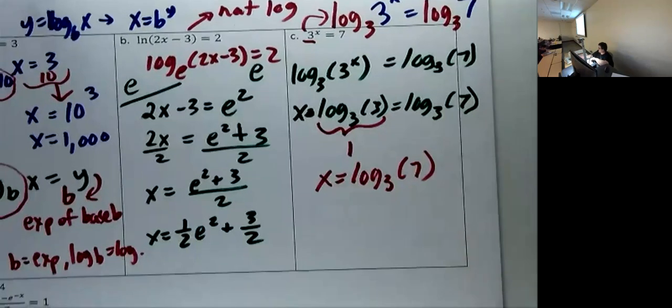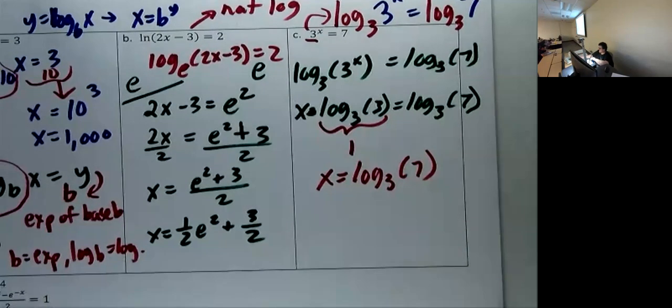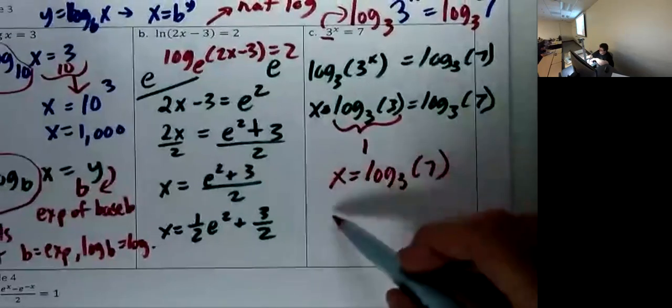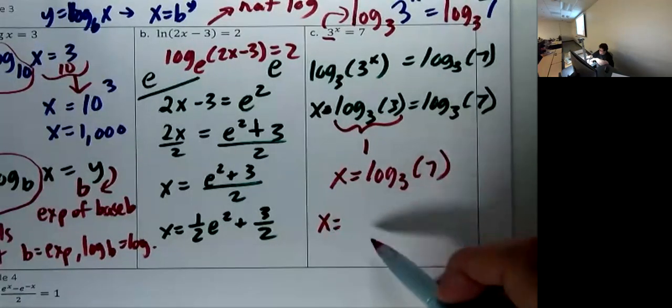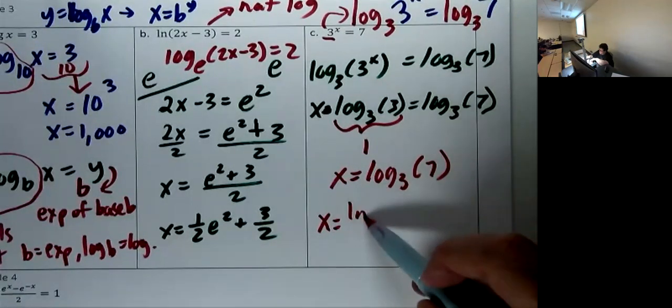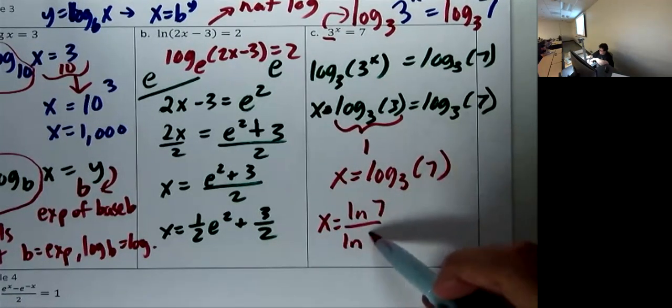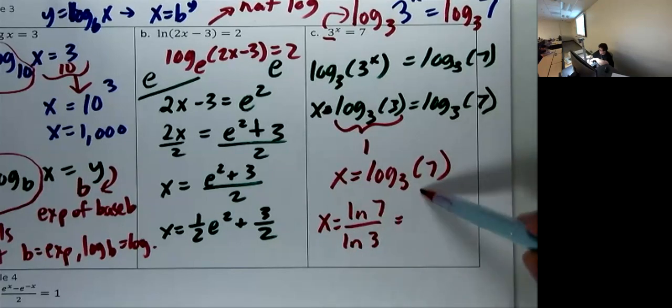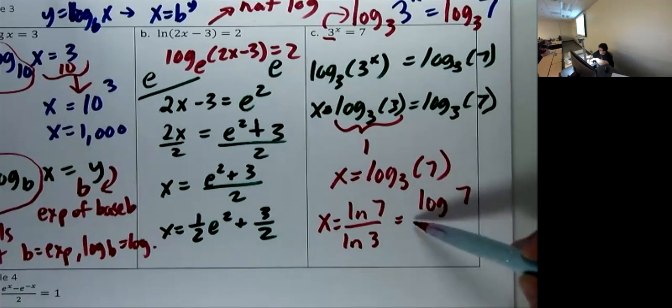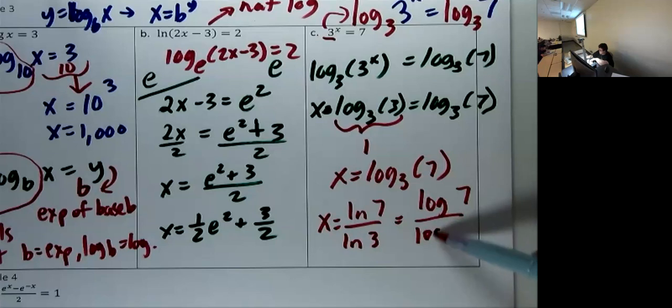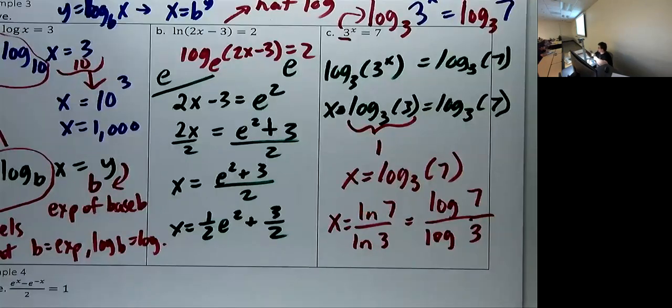Some calculators do this pretty well, some don't. If you wanted a decimal equivalent, we can use the change of base. Your two options are doing natural log of 7 over natural log of 3, or you can do log 7 over log 3. Both of those are going to give the exact same values.